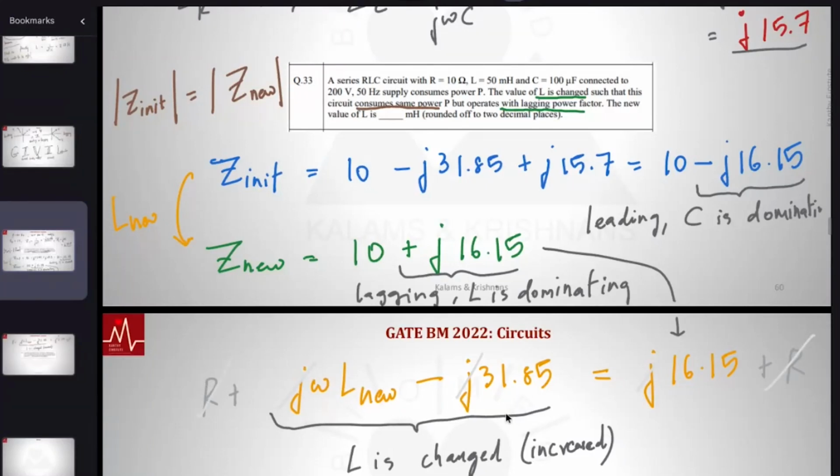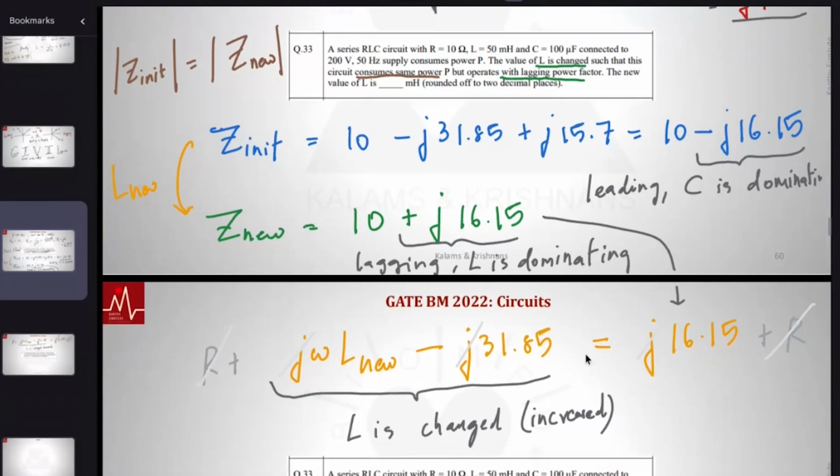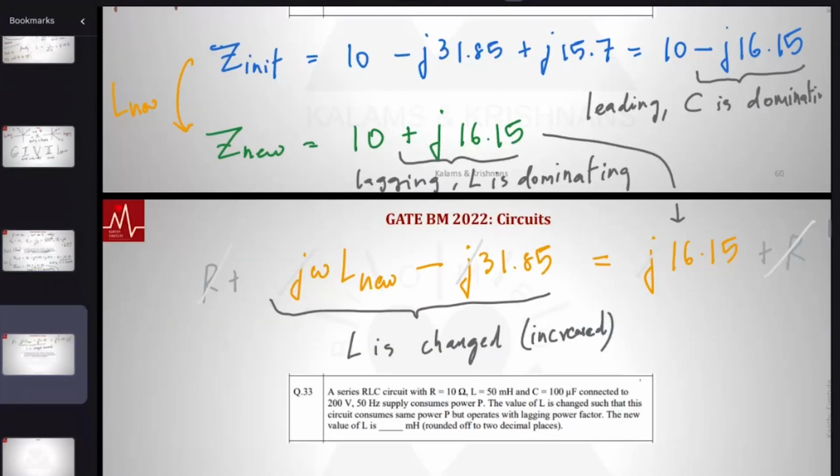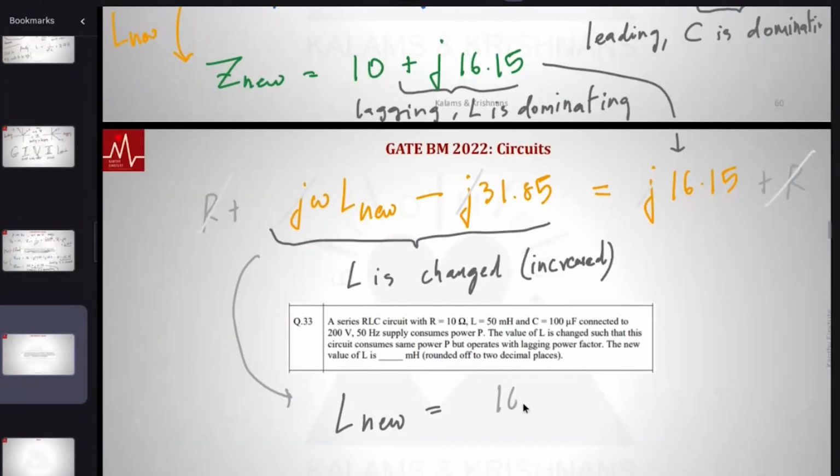So the new change, if you put this, your capacitor remains the same. The net is plus 16.15. You can find L new. What is the value of L new? Be careful. My L new happens to be 16.15 plus 31.85 divided by omega. Let me be explicit: 16.15 plus 31.85 divided by omega, that is 100 pi.